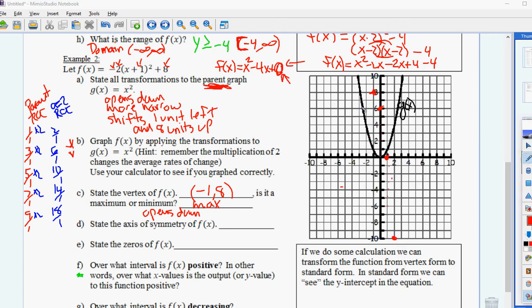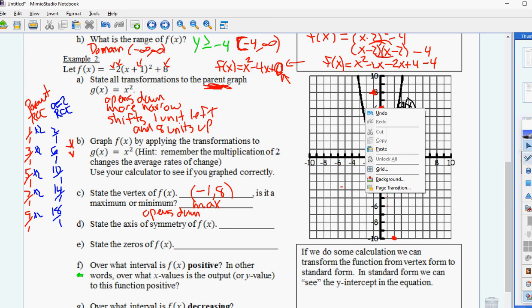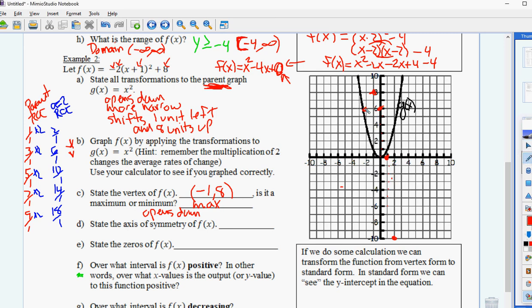Wow, this pen is killing me. It's actually the program, not the pen.